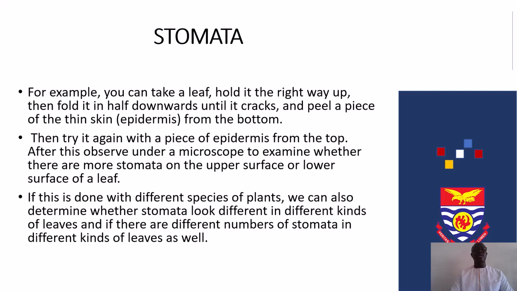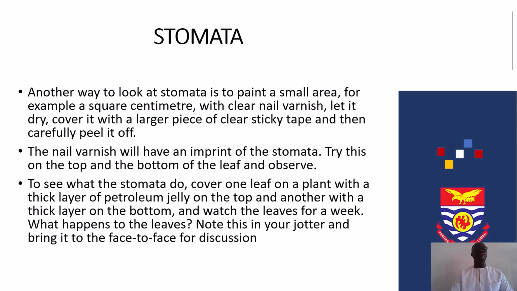After this, observe under a microscope to examine whether there are more stomata on the upper surface or lower surface of a leaf. If this is done with different species of plants, we can also determine whether stomata look different in different kinds of leaves, and if there are different numbers of stomata in different kinds of leaves as well.